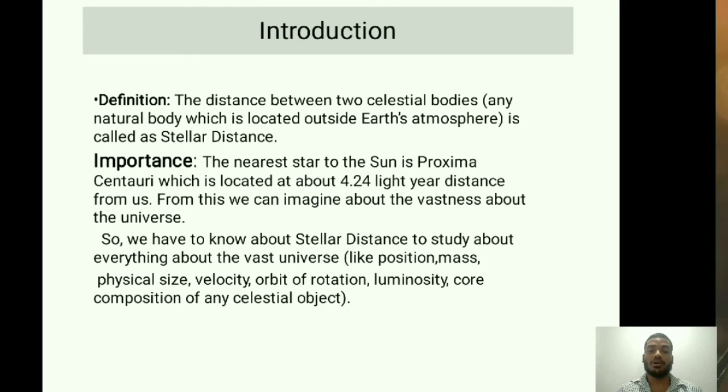At first, we have to know what is stellar distance. The distance between two celestial bodies is known as stellar distance. Now, in every stage of astronomy, we need stellar distances. The vast universe cannot be studied without the help of stellar distances. To know about the velocity, mass, size, luminosity etc. of any celestial body, we have to know about the stellar distances.